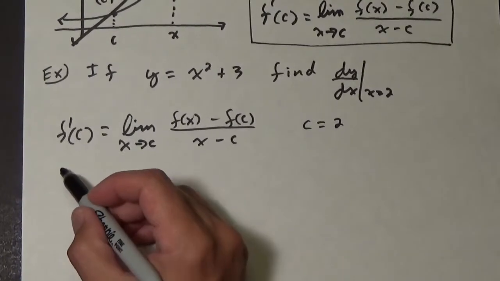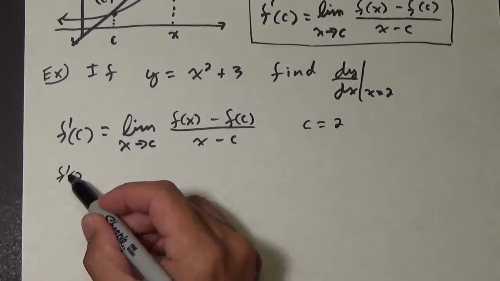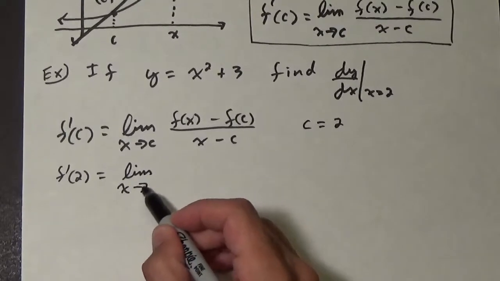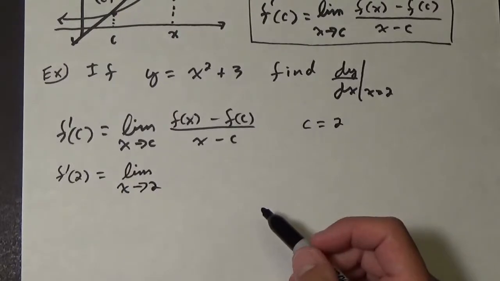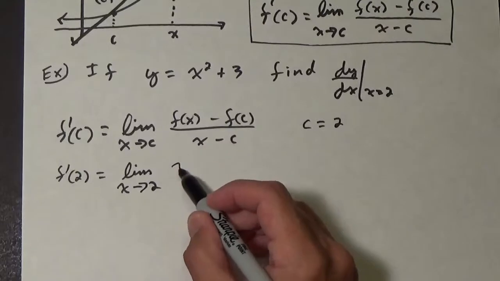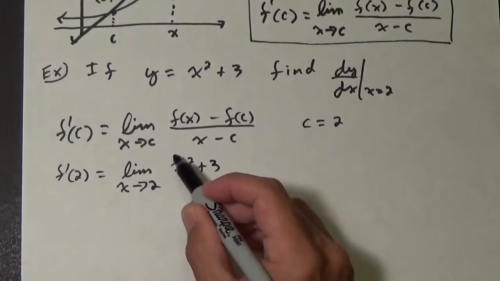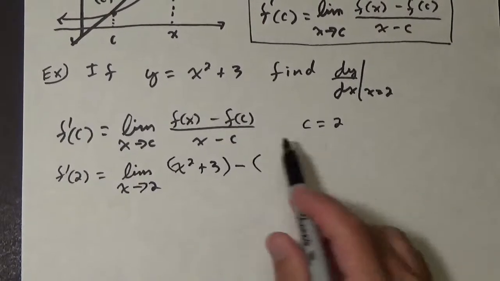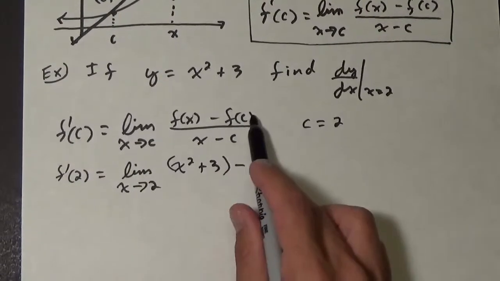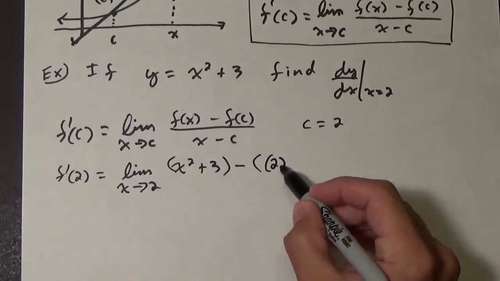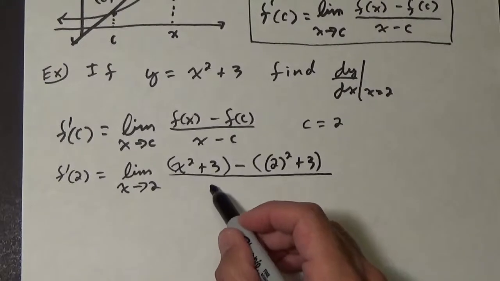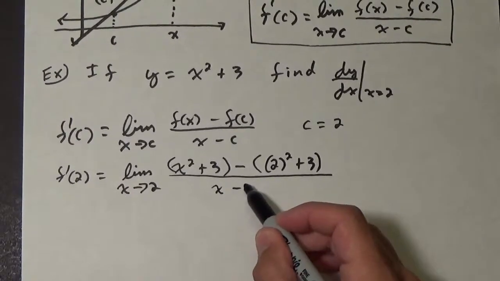So that means f prime of 2 is going to be the limit as x approaches 2. Now we need f of x, so that is x squared plus 3. And then we need f of c. Well, if c is 2, then we have 2 squared plus 3. And then this is all going to be over x minus 2.